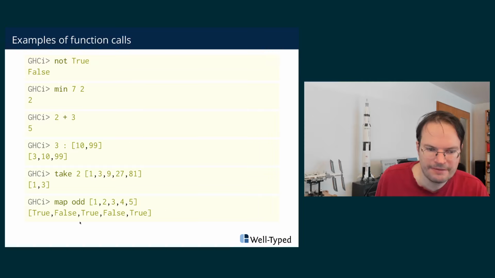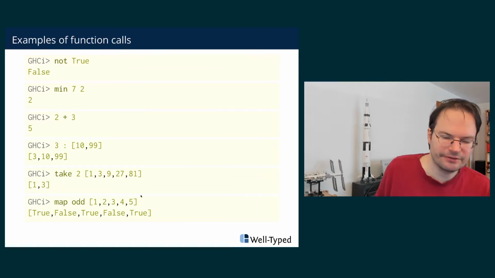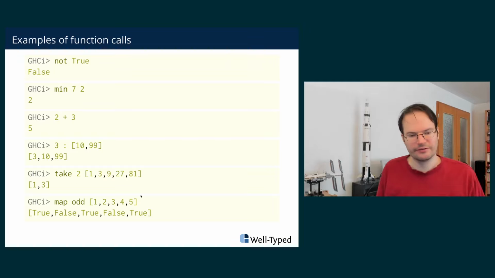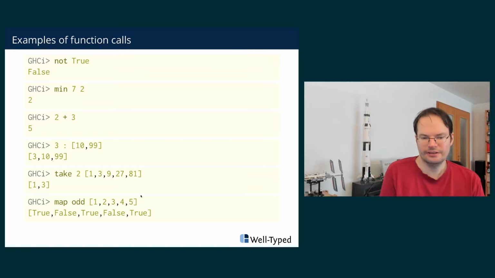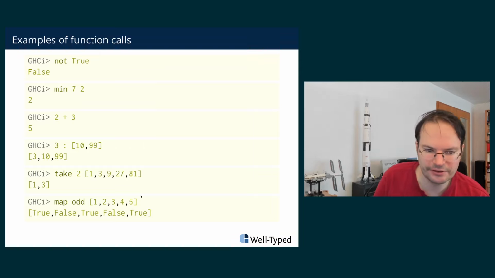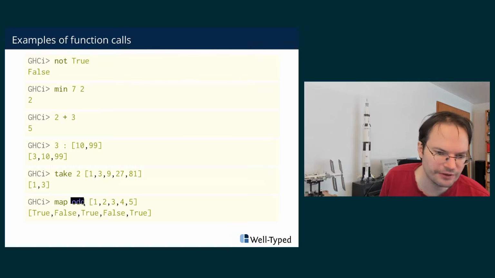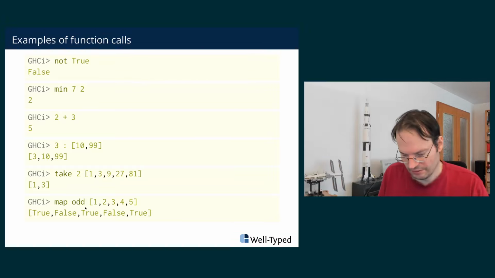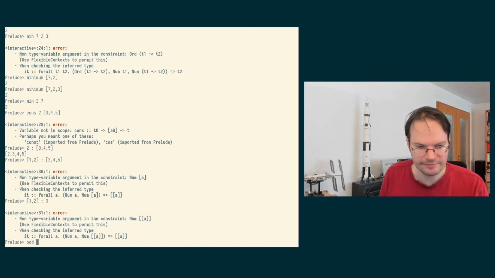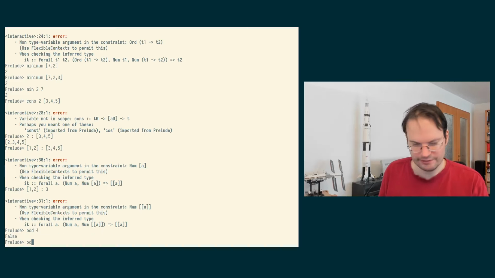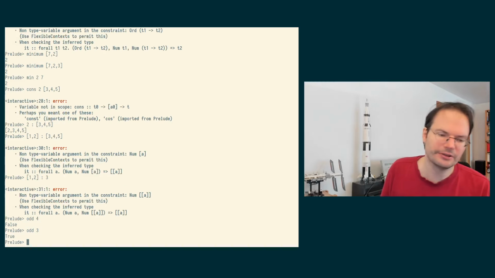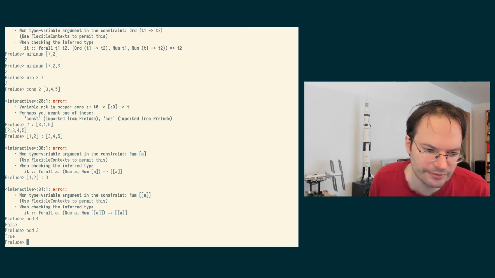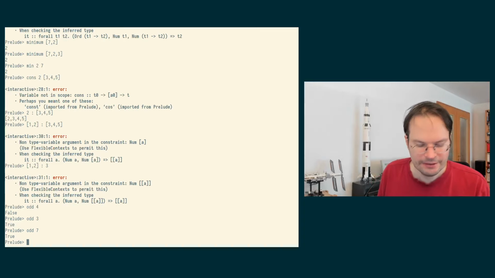Okay. And then finally, map is another interesting function. It's an example of a so-called higher order function because it takes another function as an argument. So map is also applied to 2 arguments here. The first argument is another function called odd. Odd is a function that simply takes a number and tells us whether it's an odd number, so whether it is not divisible by 2.